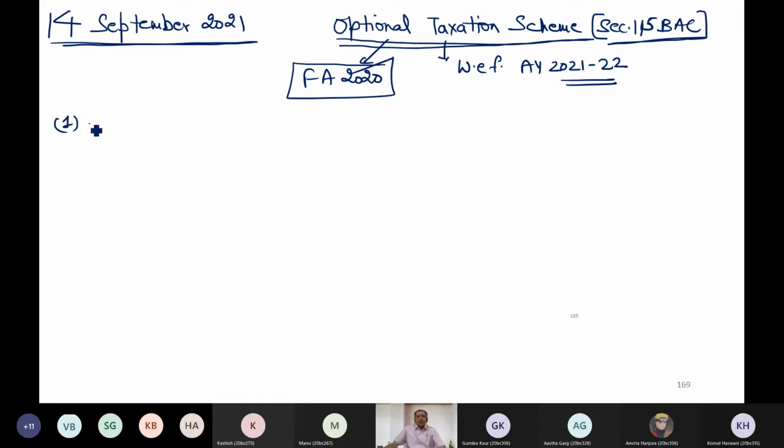It is applicable only for an individual and HUF. This is one thing which you must know. Company, firm, AOP, these people cannot opt for this section. It is only applicable for individuals and HUF.